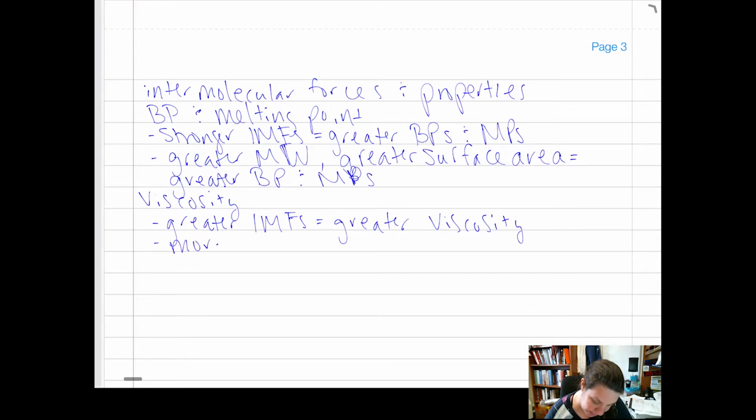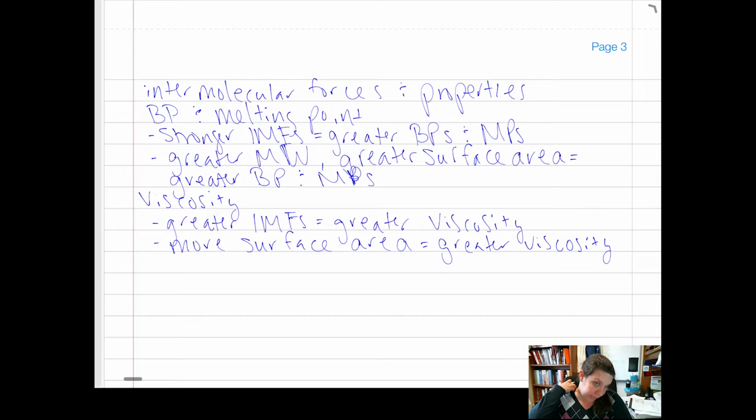So more surface area, greater viscosity. And again, this is more important than the intermolecular forces, but something like hydrogen bonding, more hydrogen bonds. So if you have something that is long and has lots of hydrogen bonds, it'll have a lot of viscosity as well.